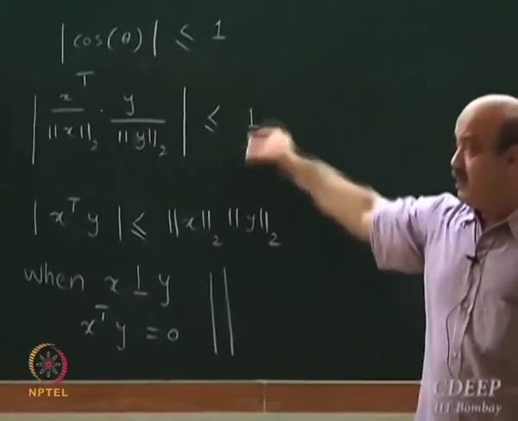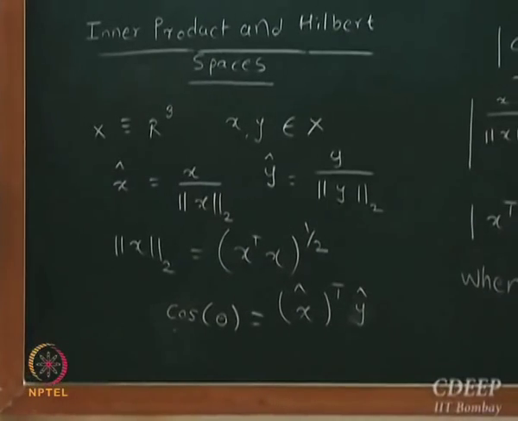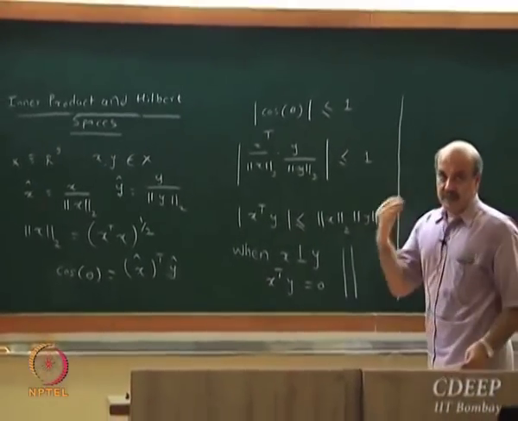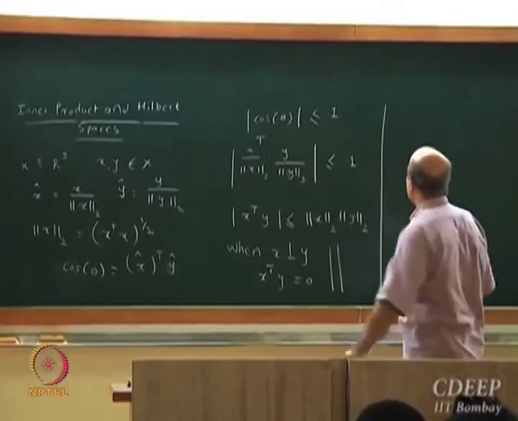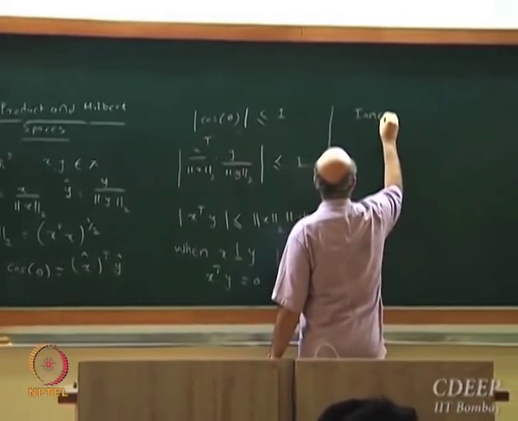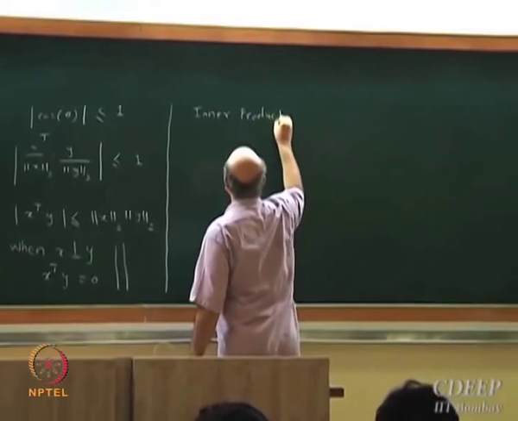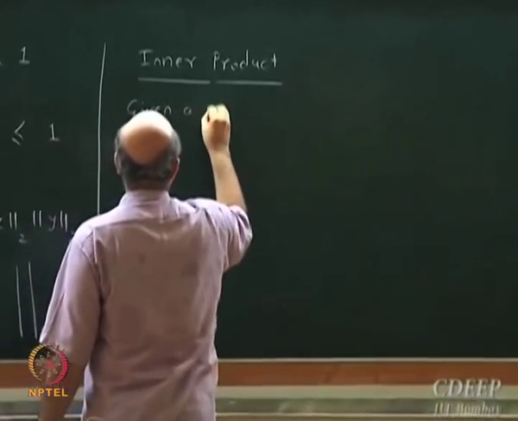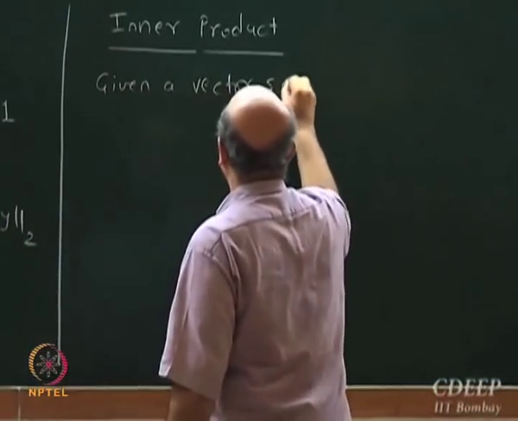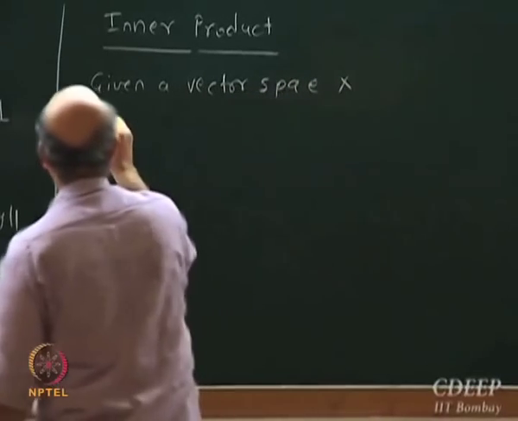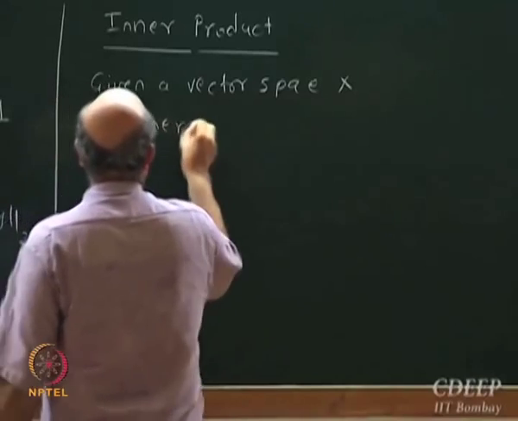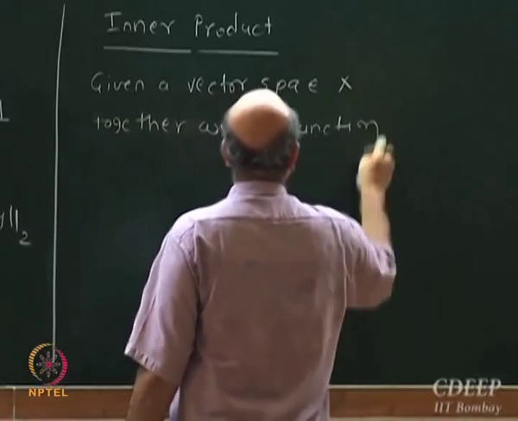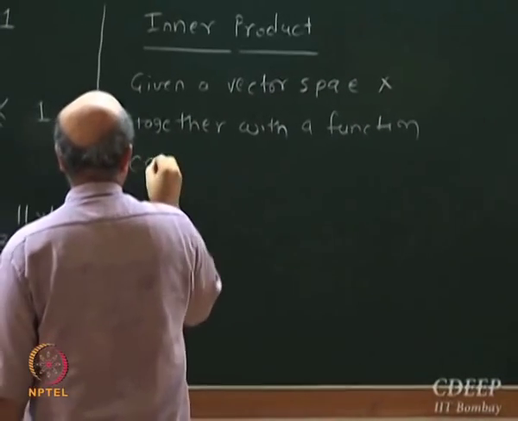Okay. So I want to now come up with a generalization of these results in a vector space. That is my aim. So I'm going to define a new entity called inner product. I'm given a vector space X, together with a function called inner product.